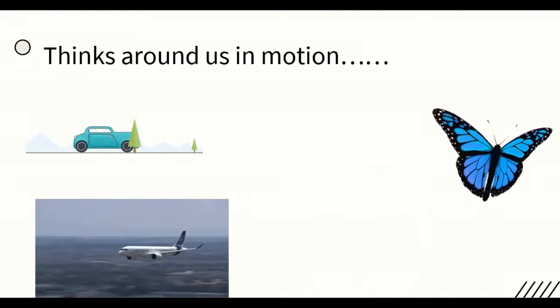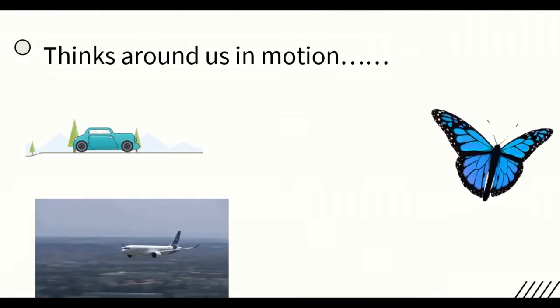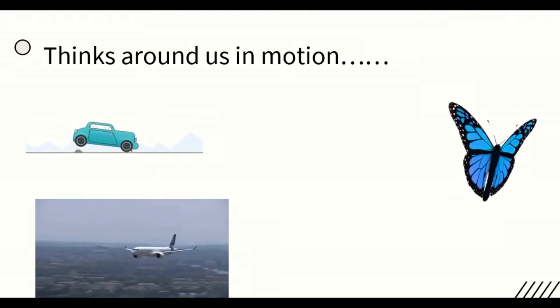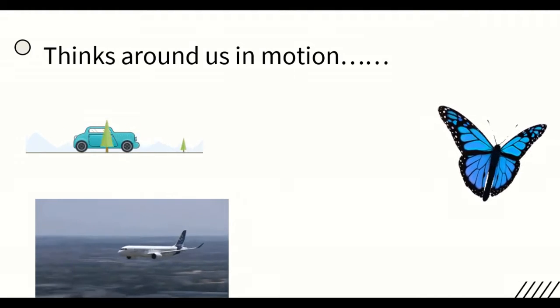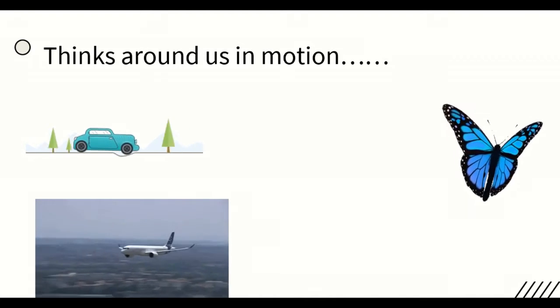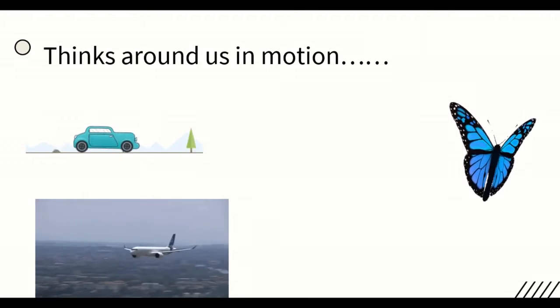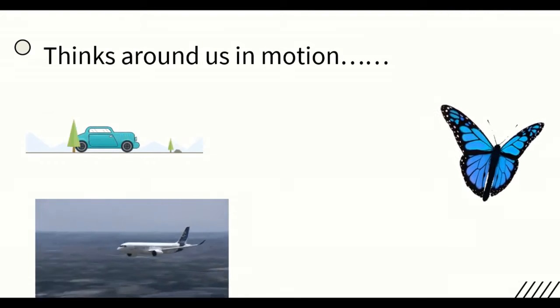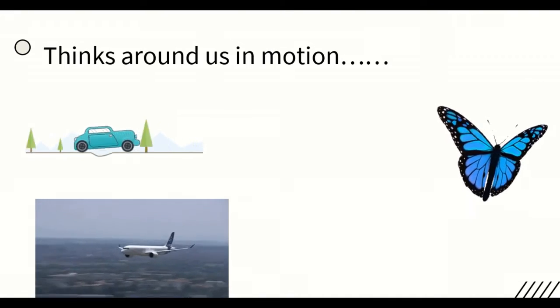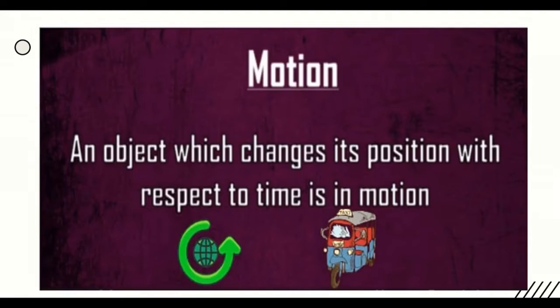You can see a car moving, a flight which is going to fly, and a butterfly can also fly. All of these move from one place to another. That means they have a change in position. The car starts at one position and ends up at a different position, right? So this change in position that objects have can be defined with a single term, which is called motion. Basically, motion is defined as the change in position of an object with respect to time.